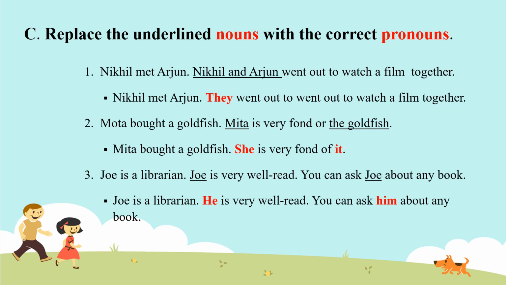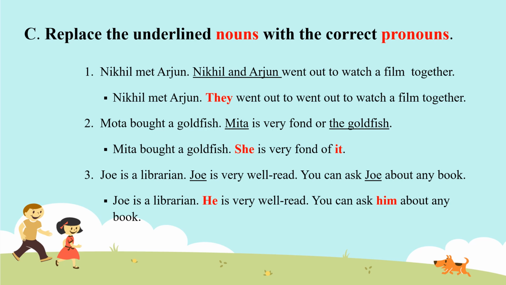Replace the underlined nouns with the correct pronouns. First, Nikhil met Arjun. Nikhil and Arjun went out to watch a film together. Here, instead of Nikhil and Arjun, we can use the pronoun they. So the answer becomes: Nikhil met Arjun. They went out to watch a film together.